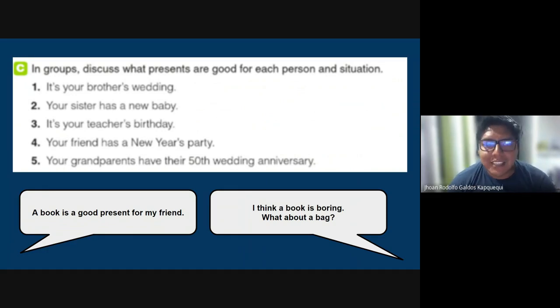There you have an example, and I will be passing around your different groups to see how you practice your speaking. Try to keep your cameras on and try to keep your microphones on for this kind of situations. I will be watching you, and I expect that you have a great speaking practice here.